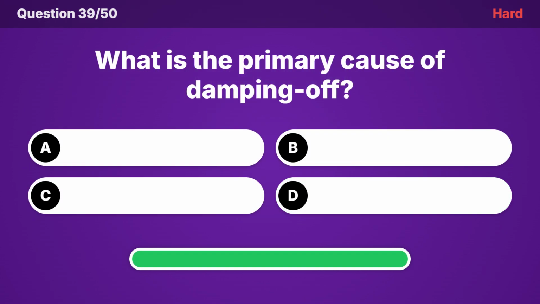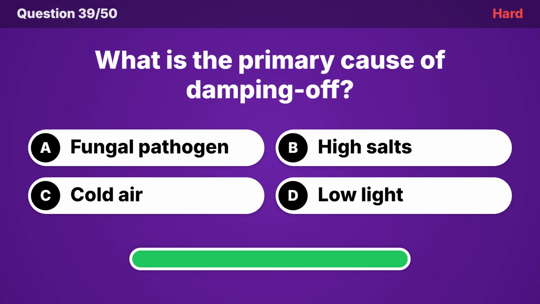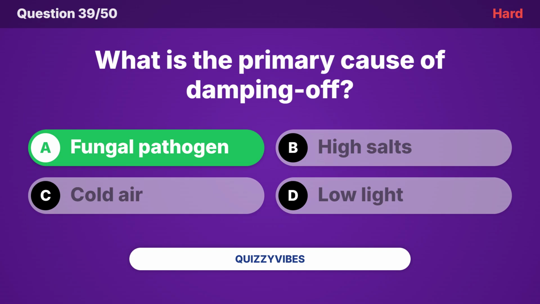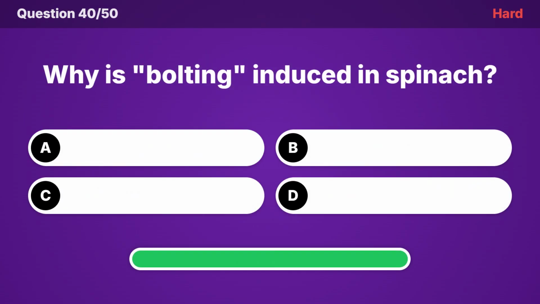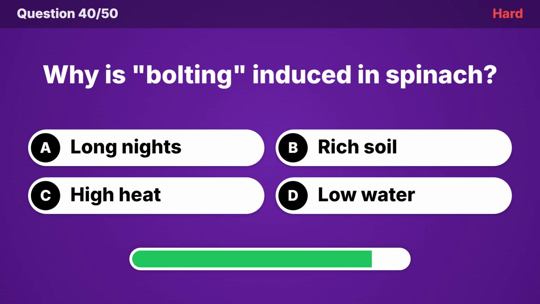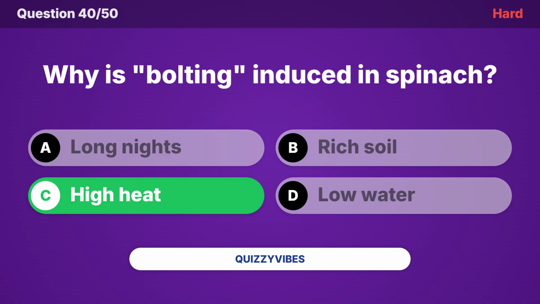What is the primary cause of damping off? The correct choice is fungal pathogen. Why is bolting induced in spinach? Time's up. It's high heat.